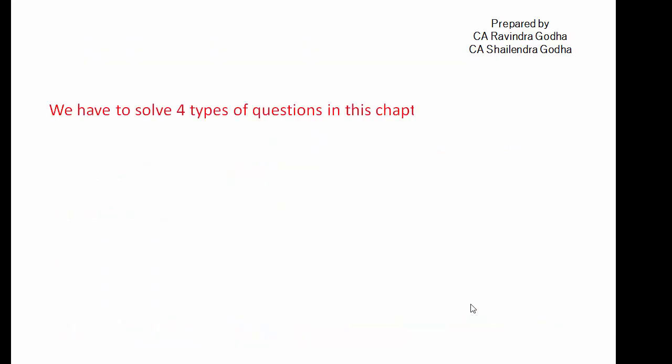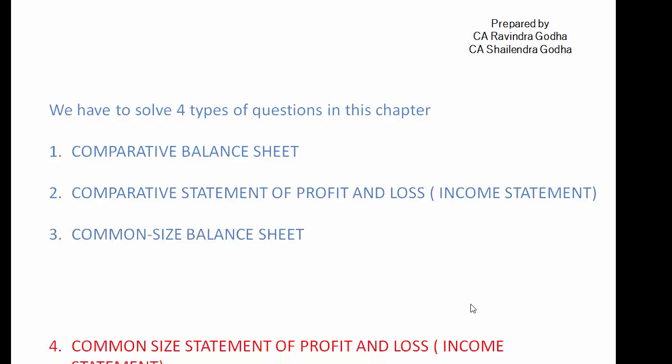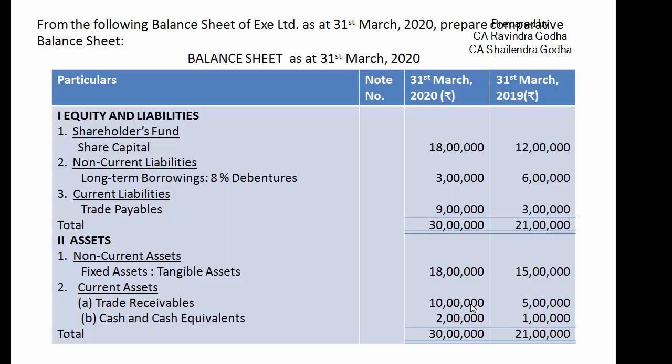We have to solve four types of questions in this chapter. First, comparative balance sheet. Second, comparative statement of profit and loss, the income statement. Third, common size balance sheet. Fourth, common size statement of profit and loss, the income statement. That means two from comparative and two from common size. Let us start with the comparative balance sheet.